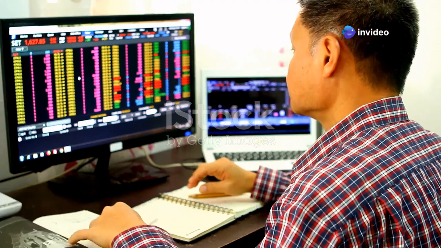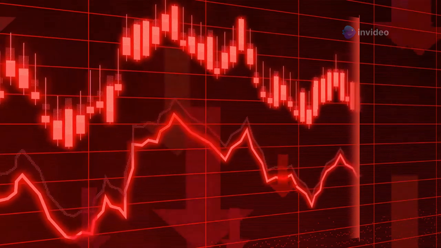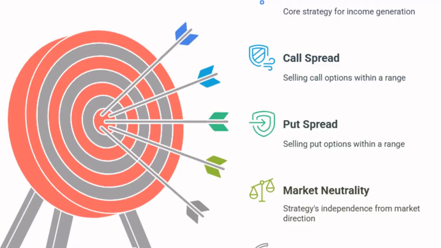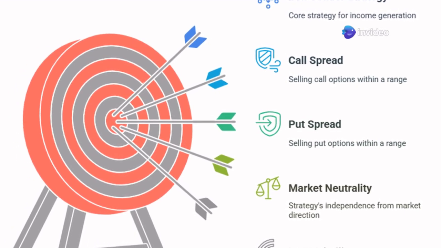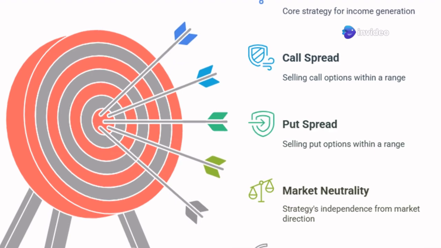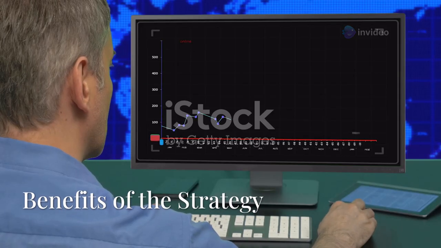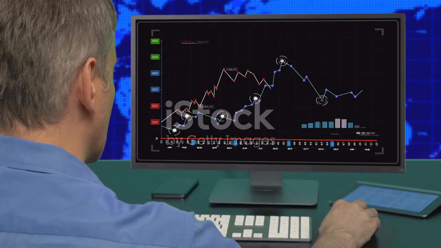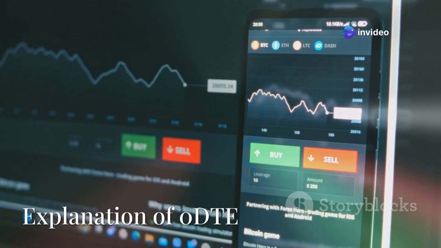The Iron Condor is a popular options trading strategy designed to generate income by capitalizing on low volatility in the underlying asset. It involves selling both a call spread and a put spread, creating a range within which the asset's price is expected to remain by expiration. This strategy is market neutral and benefits from time decay, making it ideal for traders looking for steady, consistent returns.